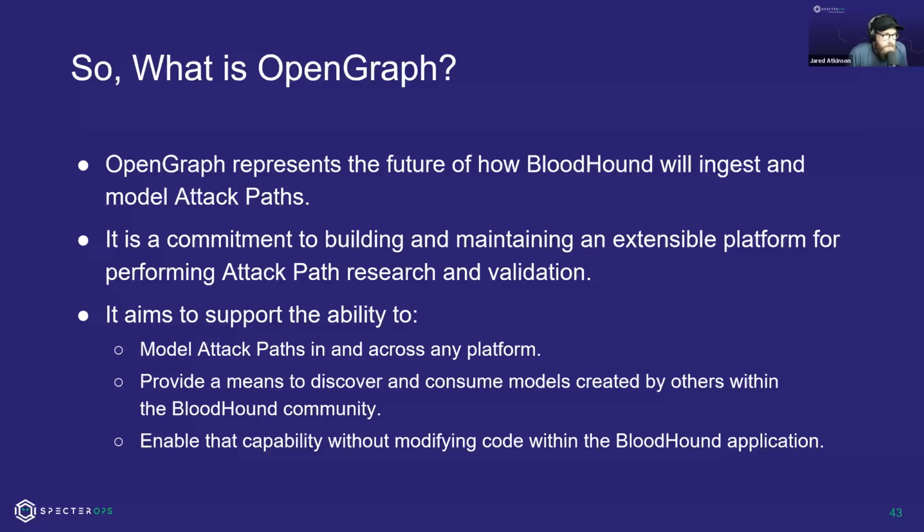Okay. So Open Graph allows us to build an arbitrary representation of a model and integrate new attack paths from different platforms, right? So it's this idea that we are committed to building this extensible platform that is going to facilitate attack path research and validation. It allows us to look at attack paths across any platform. It allows us to interact with the community and have the community build their own extensions, which we'll highlight a few of those already. And you could do this, most importantly, without modifying any code.